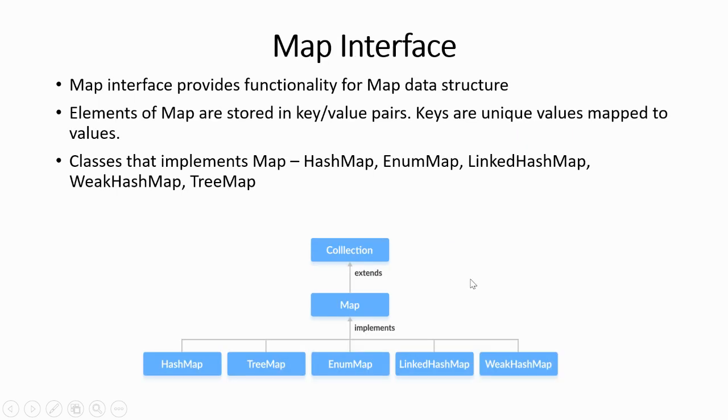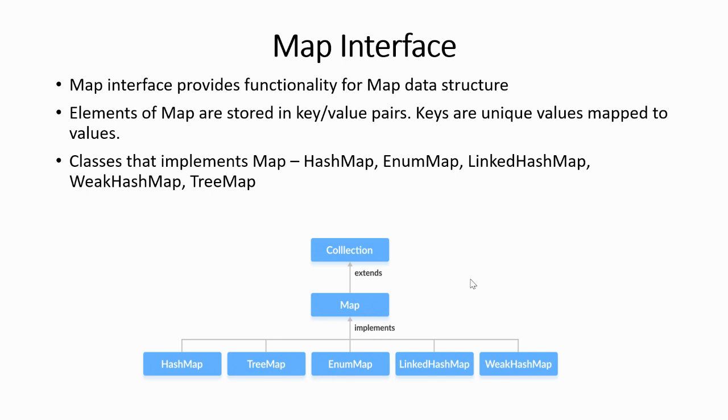And then we have the Map interface. The Map interface provides functionality for a map data structure. We have seen that a map data structure is nothing but a dictionary. Elements of a map are stored in key-value pairs. Keys are unique values mapped to the values, right? So keys should be unique. You cannot have two keys with the same name; you cannot have a duplicate key inside a map data structure.